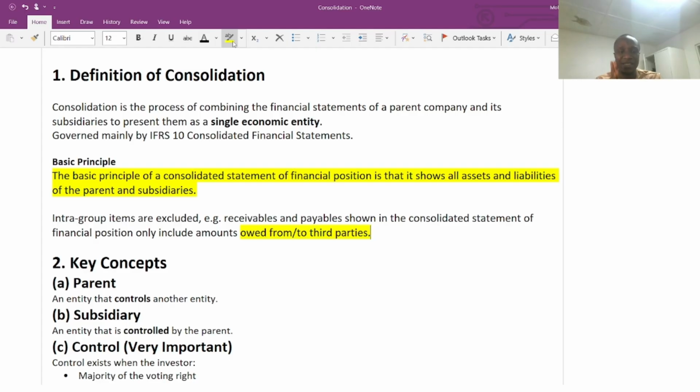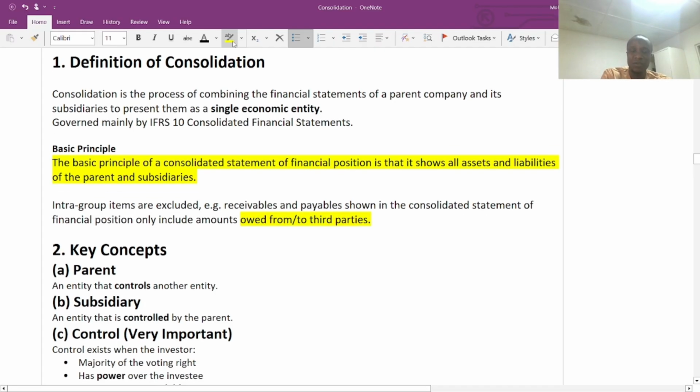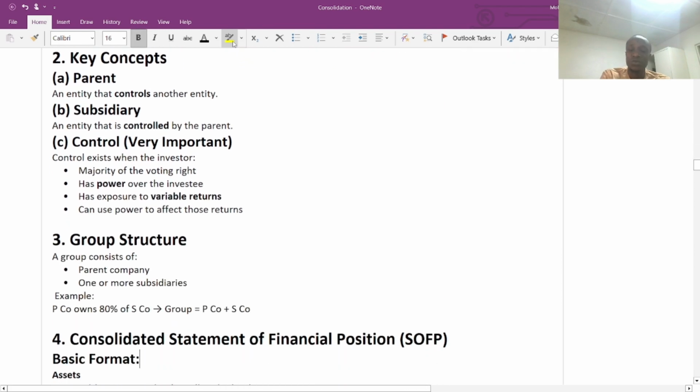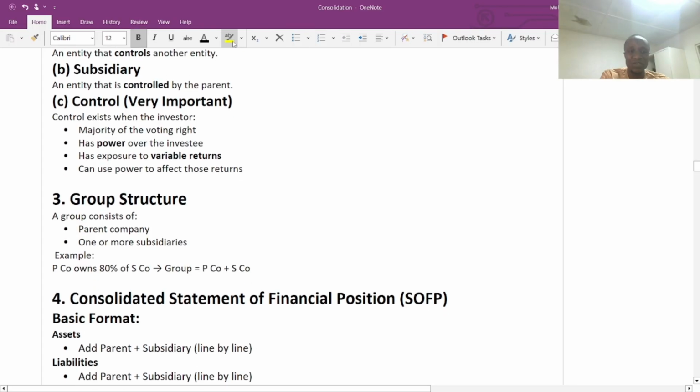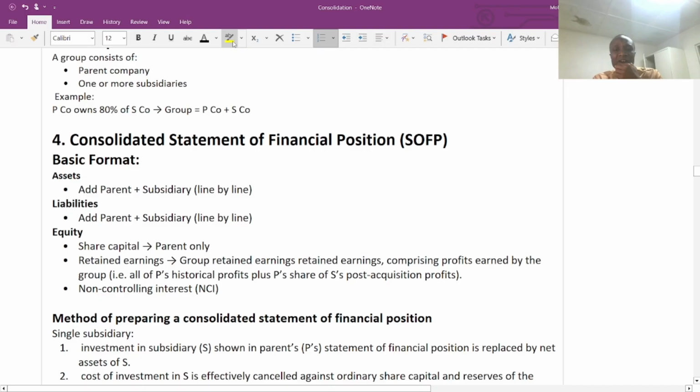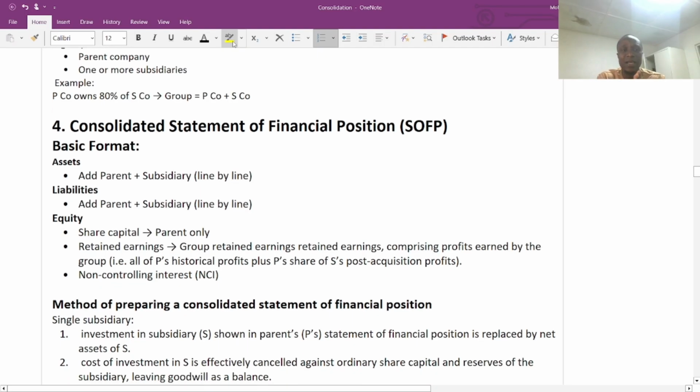This is the basic principle of consolidation. Everything that we are going to do, our 5 steps to prepare the consolidation, will be based on this fundamental principle. The key concepts I've already explained in our previous session about parents, subsidiaries, and the situation where there's an existence of control, so nothing to worry about. Basically, you're going to look at how, in real time, we can prepare the consolidated financial statement on a line by line basis.